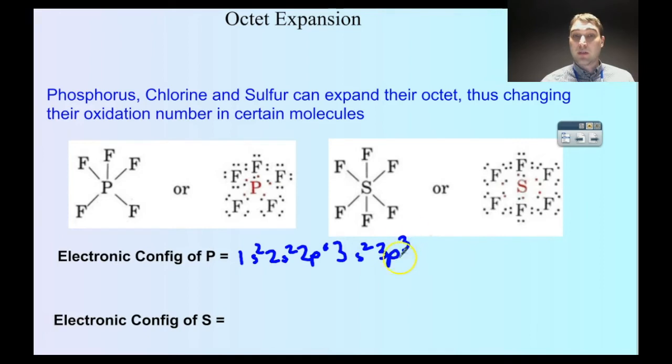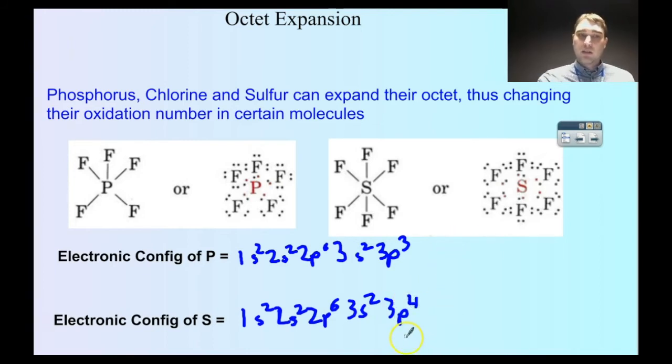That way, rather than only forming the 3 bonds that phosphorus would normally form to fill up the 3p subshell here, you can get 5 bonds by sharing 5 electrons from the 3d subshell, and we'll look at that in a minute. We look at sulfur, so we've got sulfur 16, 1s2, 2s2, 2p6, 3s2, 3p4.